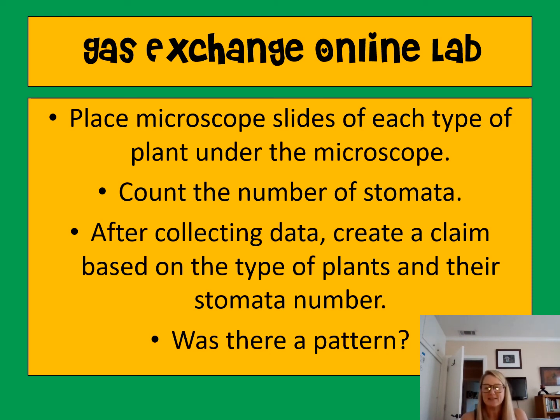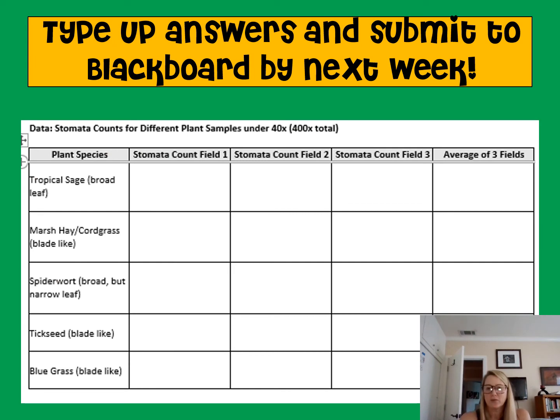After you're done collecting the data, you're going to go ahead and create a claim based on the type of plants, broad versus blade, and their stomata number. Okay, and did you notice, was there a pattern in what you saw? And again, if you don't see a pattern, it is okay for your claim to be there was no difference in broad or blade-like leaves. I took a screenshot of the data table so you can see what you're going to be filling in. Also remember to take the average of the 3 fields. So just move the slide around and look at different places on the slide to get different fields.